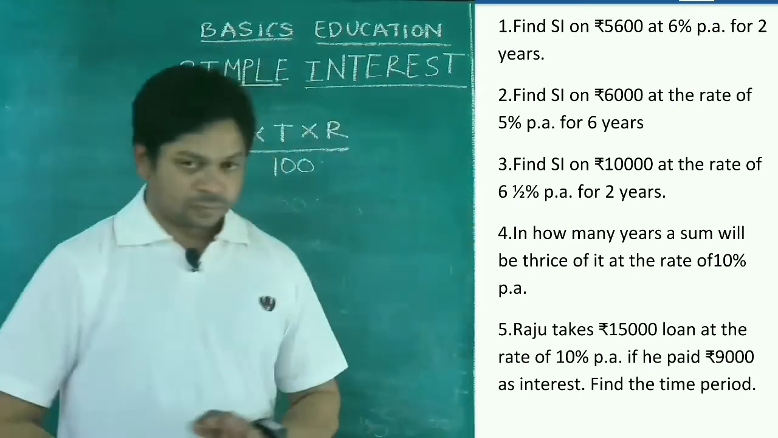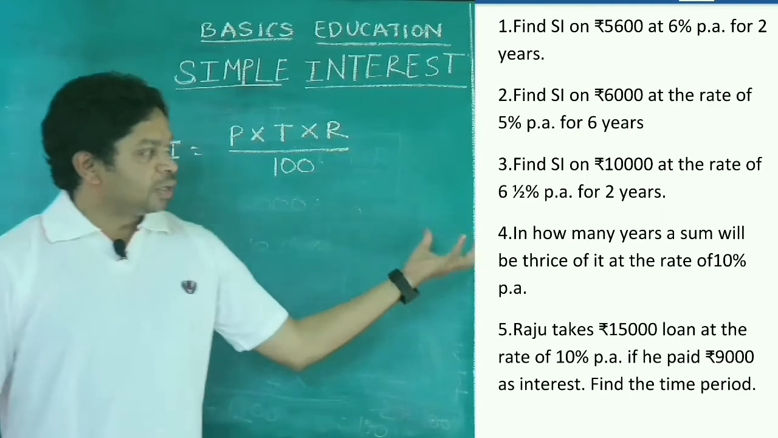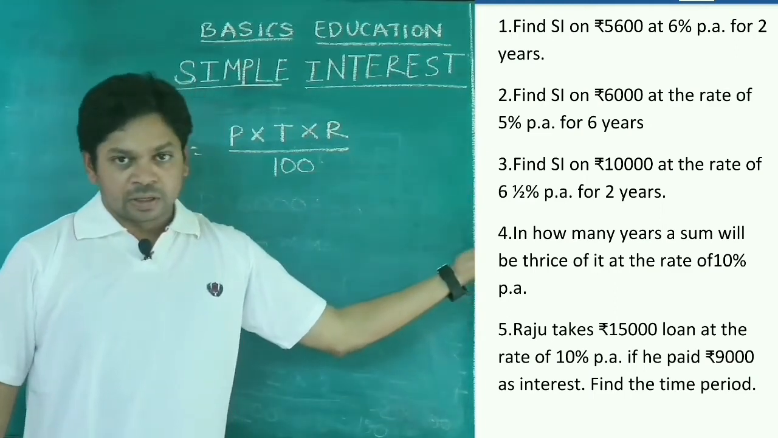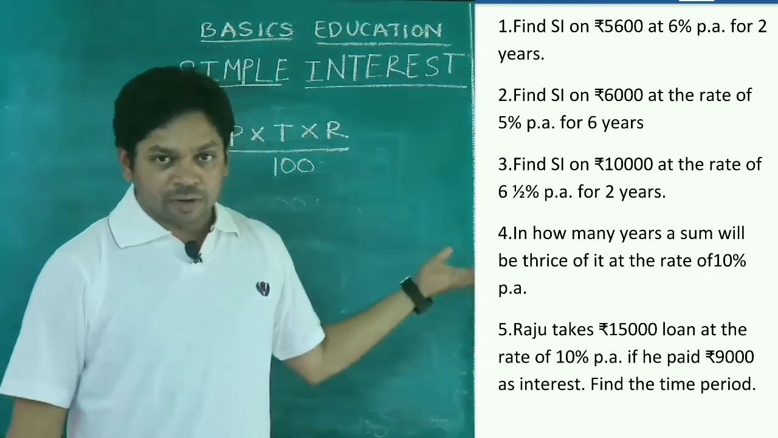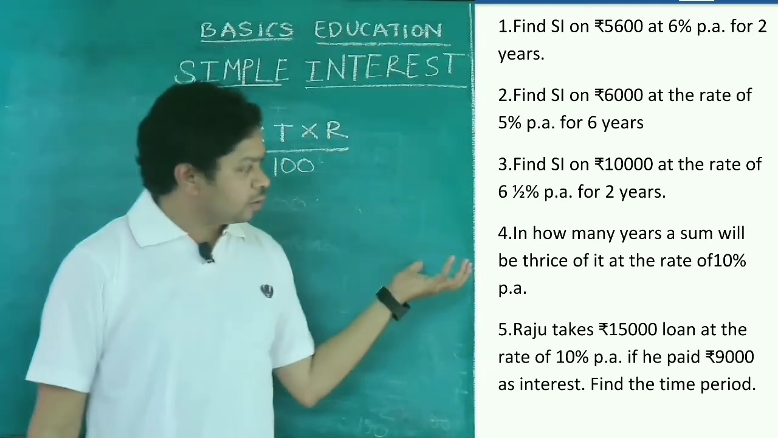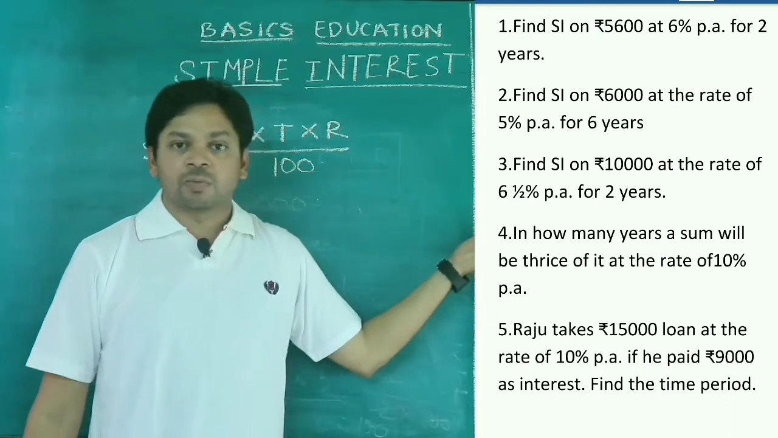And then go to the third problem. Find the simple interest on 10,000 rupees at 6 by 2% for 2 years. He has given the data. What is the question he has given? Find simple interest on 10,000 rupees at 6 by 2% for 2 years.